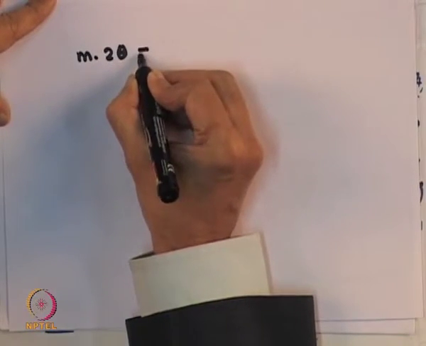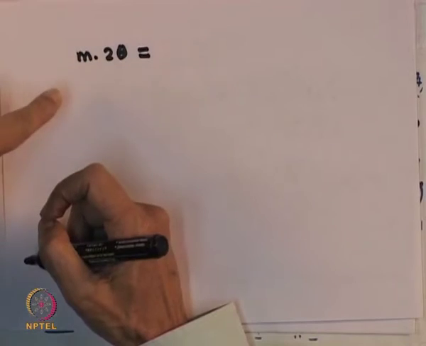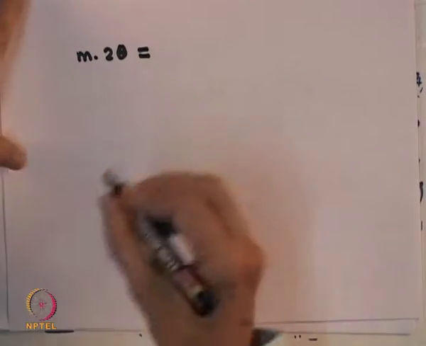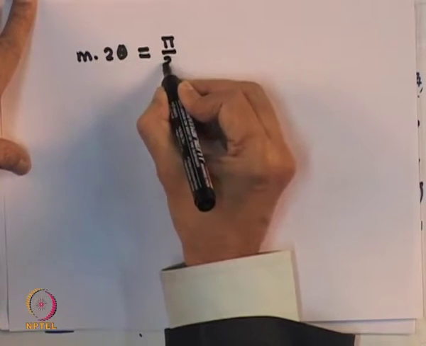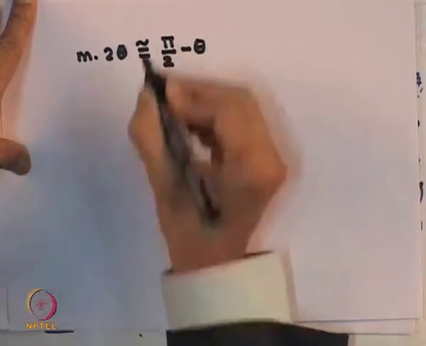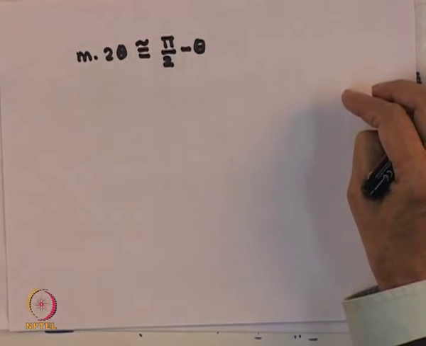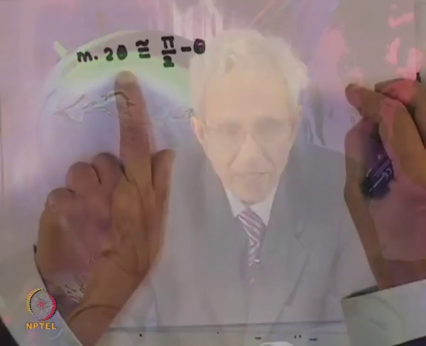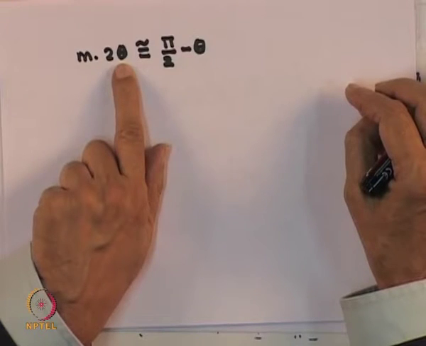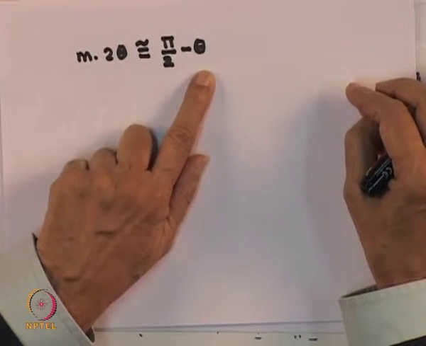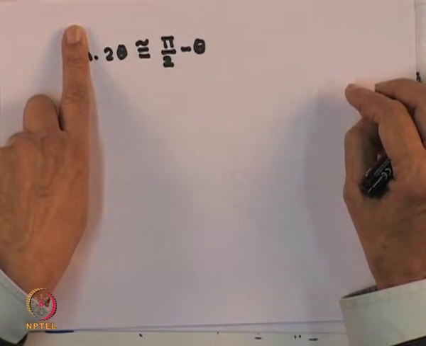Now this m times 2 theta should be as close to pi by 2 minus theta as possible, and in the ideal case it should just be equal to pi by 2 minus theta, which we saw was possible in case of n is equal to 4. In case of n is equal to 4, if you recall, my theta was 30 degrees because sine theta is 1 over square root of 4. So if theta was 30 degrees, 2 theta is 60 degrees, and pi by 2 minus theta is also 60 degrees. So therefore m is equal to 1 was the only solution.